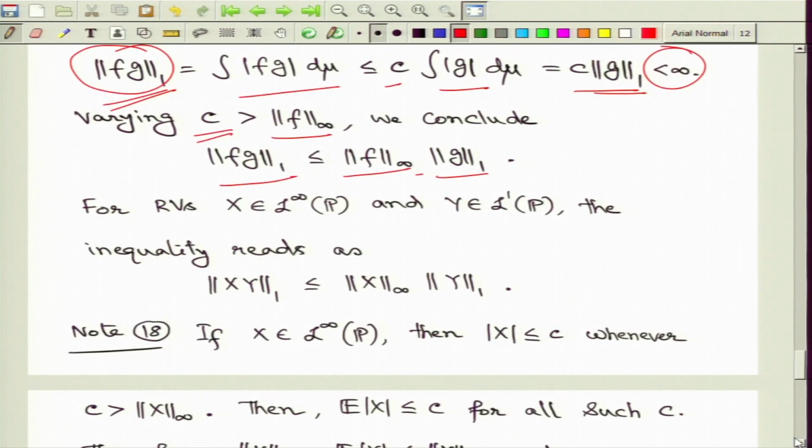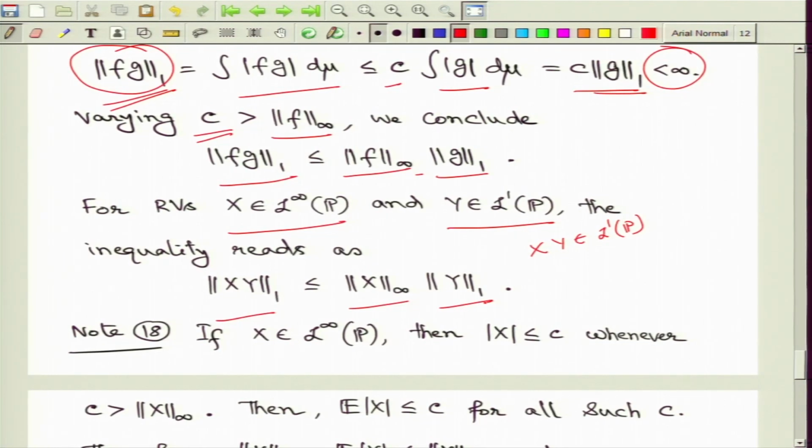Moreover, we can restate all these results in terms of random variables also. So, here what we do is that if you take any L infinity random variable x and an L 1 random variable y, then the same kind of bounds will read as follows: x times y must be again in L 1. That is the first statement, and moreover the L 1 norm of x times y is less than or equal to the product of the L infinity norm of x and the L 1 norm of y.